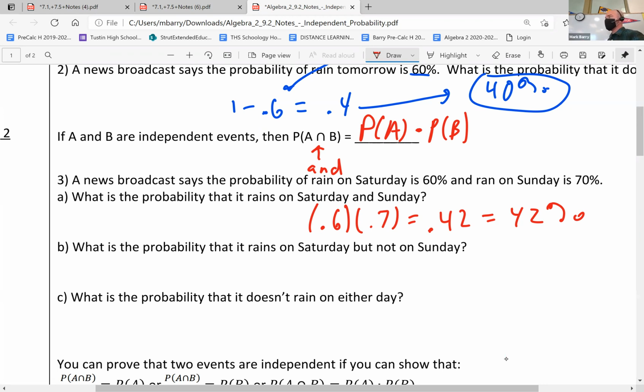Okay, so let's talk about the other possibilities. What's the probability that it rains on Saturday? Rain on Saturday is 0.6. And then no rain on Sunday, okay? So now we're going to go back to our formula for the complement. The complement would be 0.3, correct? Because if it's a 70% chance for yes on Sunday, it's a 30% chance for no on Sunday. All right, so now we'll multiply those two together. We get 0.18, which would be 18%, that we get a yes rain on Saturday, no rain on Sunday.